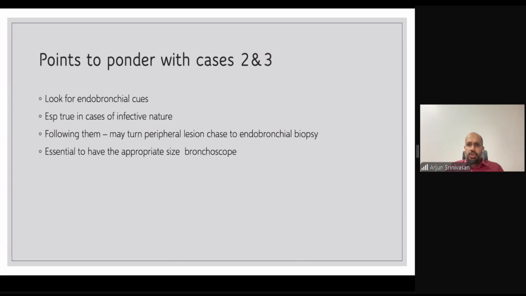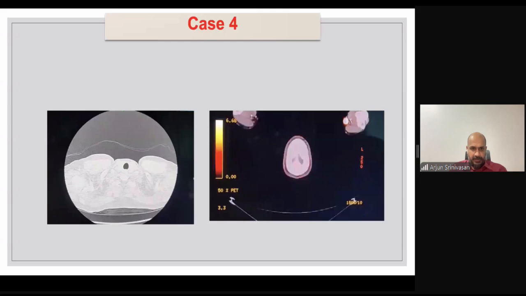So points to ponder in cases 2 and 3 is that you have to look for endobronchial cues. This is especially true in cases of infective nature. By following them distally using a thinner bronchoscope, you may be able to turn a peripheral lesion chase into an endobronchial biopsy. This can then be confirmed if necessary by placing a radial probe there to make sure that you are in the center of the lesion, which tremendously increases the chances of you getting a positive diagnosis. And of course, you need to essentially have an appropriate size bronchoscope for this.